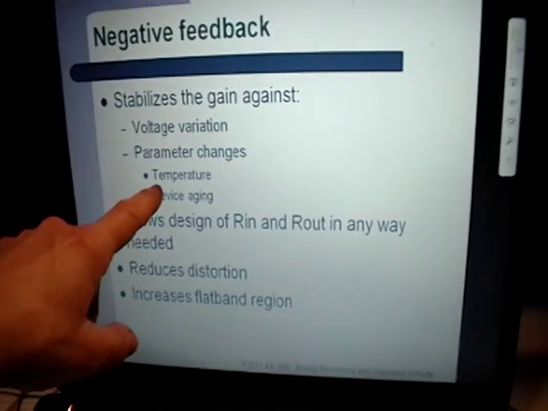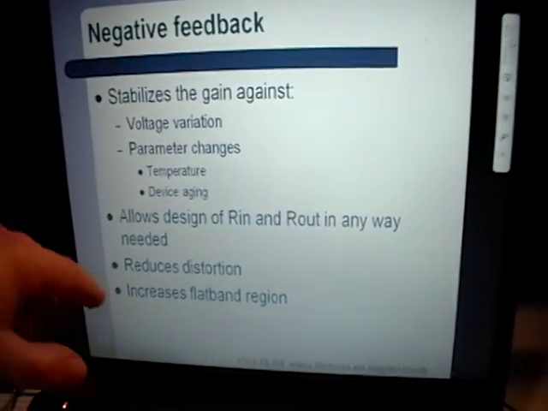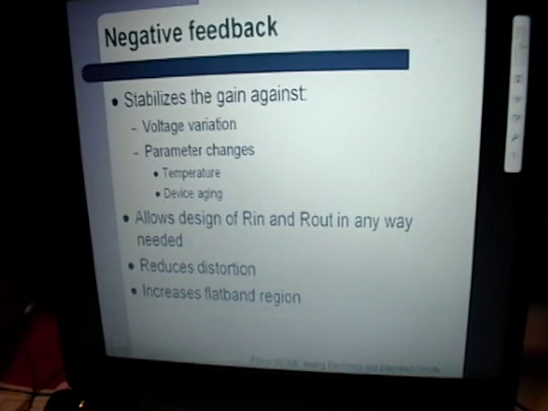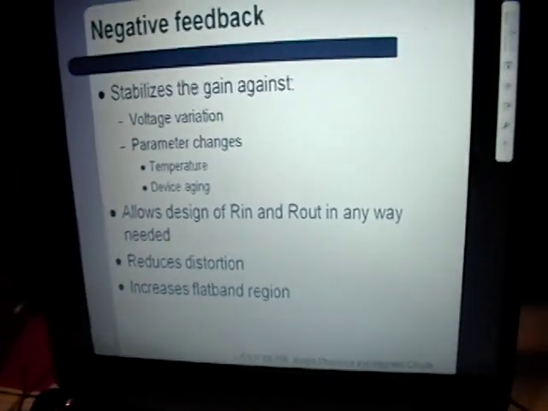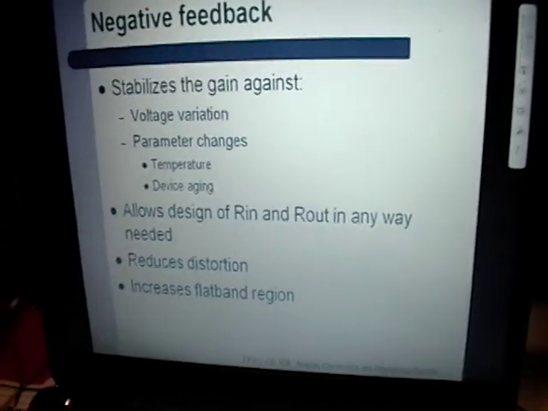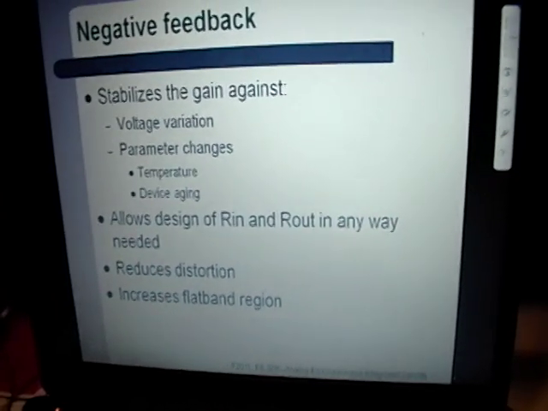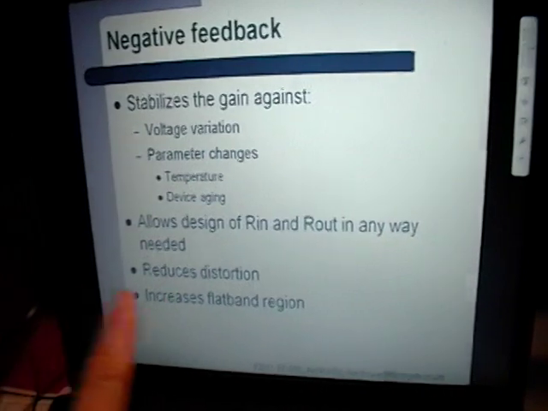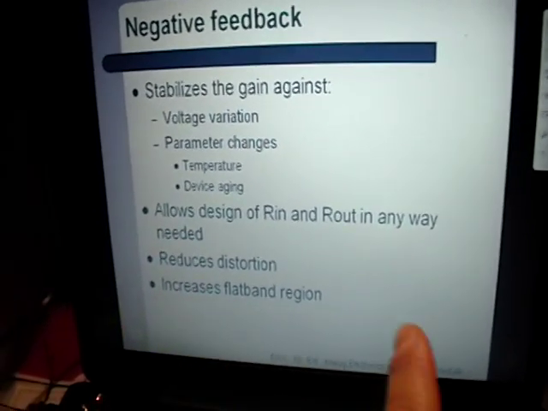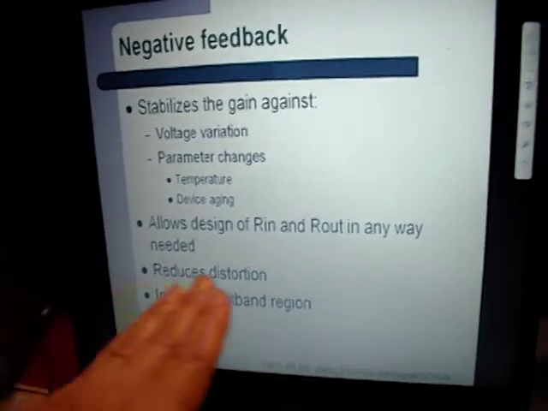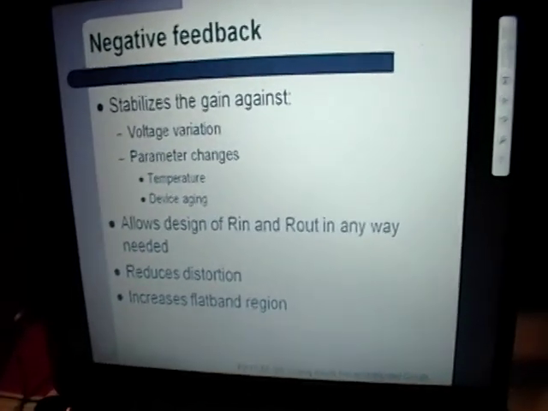They're going to be less sensitive to temperature changes, device aging, and various noise, since you're killing the gain a little bit. Along with that, we also had the flat band, so you have a wider range of flat gain out to a higher frequency.